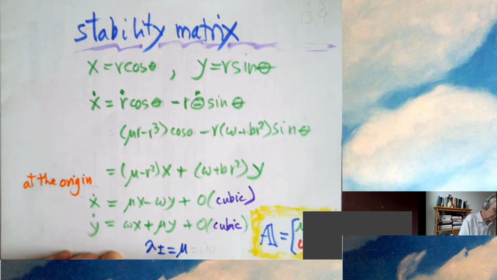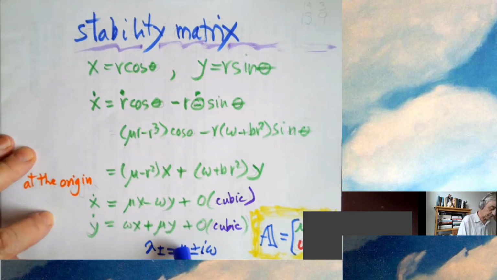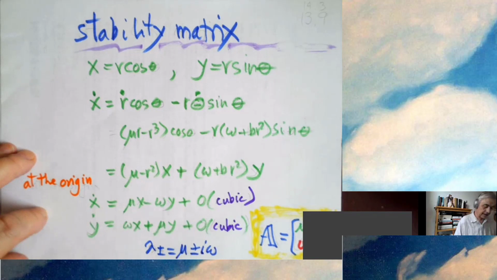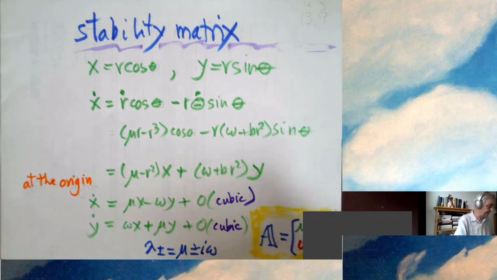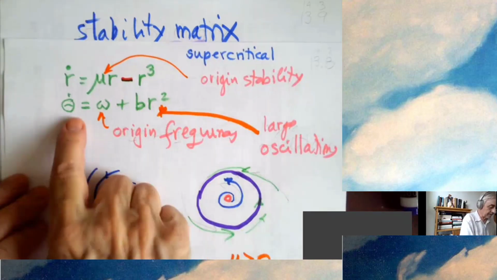And they are mu plus minus i omega. So mu is a real number, omega is a real number, and they have interpretation of exponential decay or exponential growth, the rate for it. And omega is 2 pi over period of one rotation in the complex plane. So this is frequency. So that's what happens around the origin here.